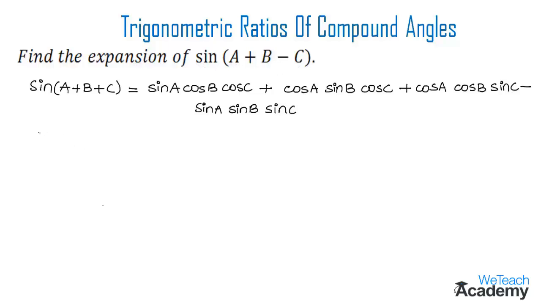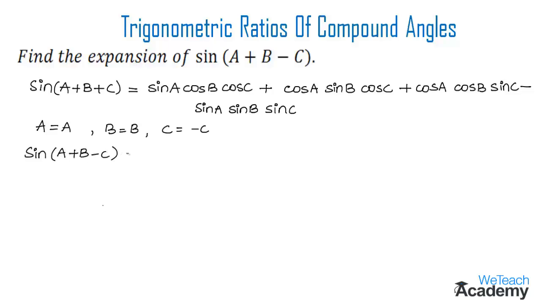Let us compare sin(A + B - C) with sin(A + B + C). By comparing, we get A equal to A and B equal to B, whereas C equal to minus C. Then substituting these values of A, B, C in the formula of sin(A + B + C), we get the expansion for sin(A + B - C).